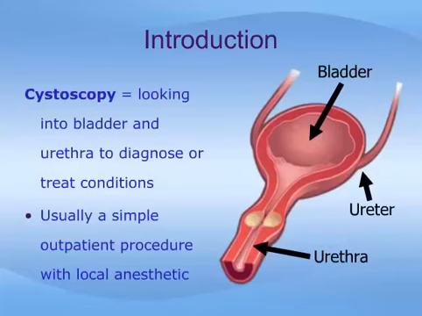Cystoscopy is a medical procedure in which a doctor looks into the bladder and urethra, or urine channel, with a special telescope. The procedure allows the doctor to diagnose or treat certain conditions of these structures. It is usually a simple outpatient procedure done under local anesthesia or freezing while you are awake. Sometimes, however, it does require intravenous or IV sedation to keep you drowsy, or even general anesthesia where you are put to sleep, or regional anesthesia where your body is frozen from the waist down.